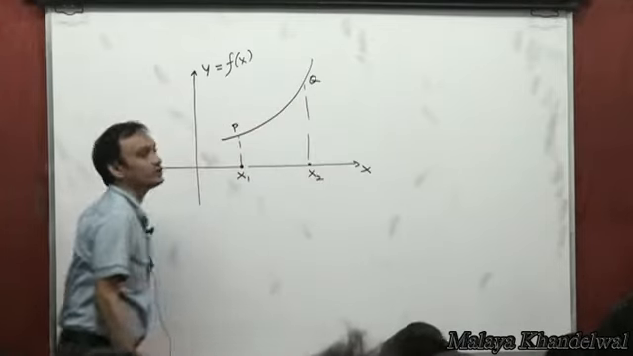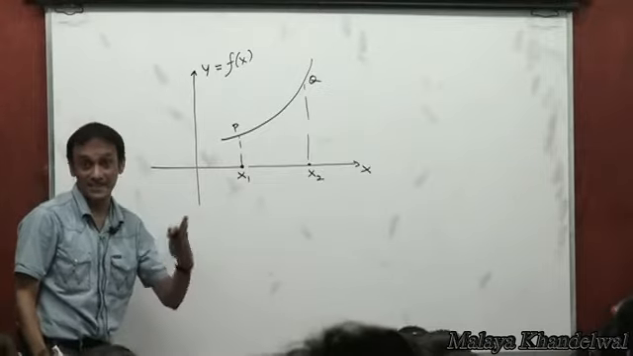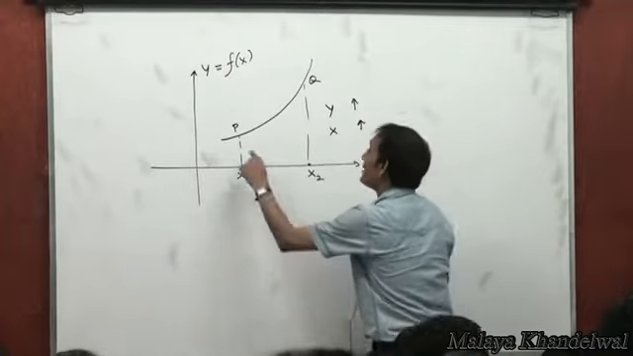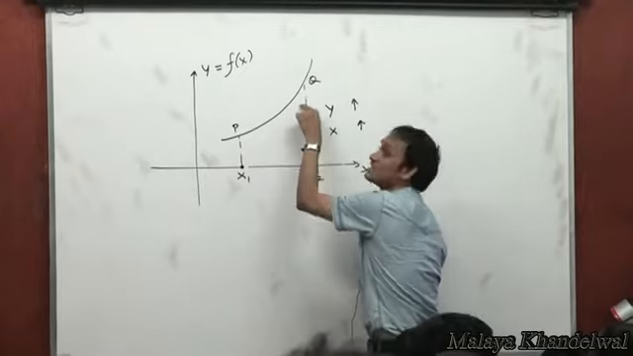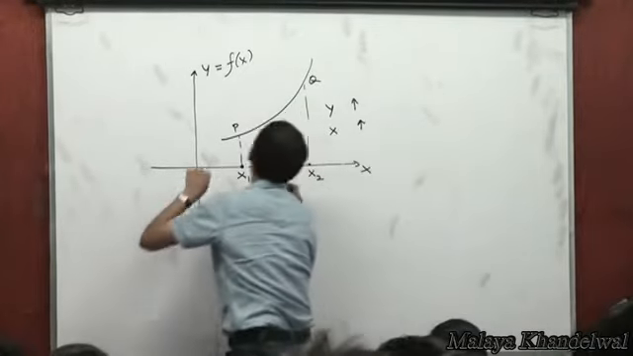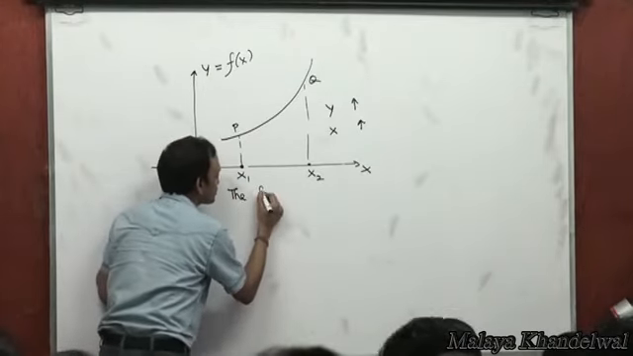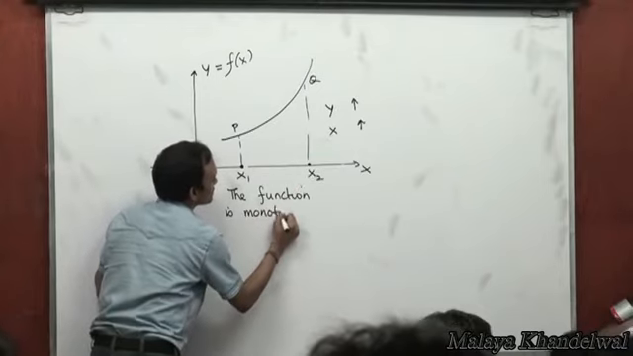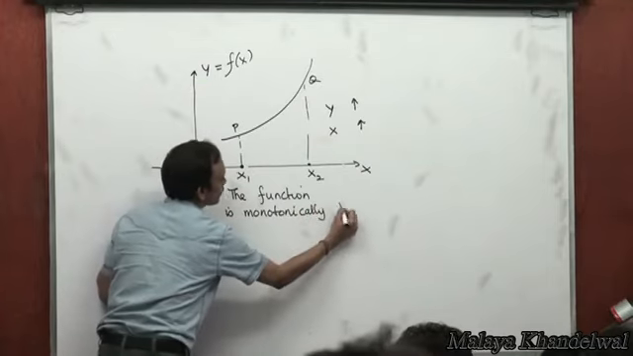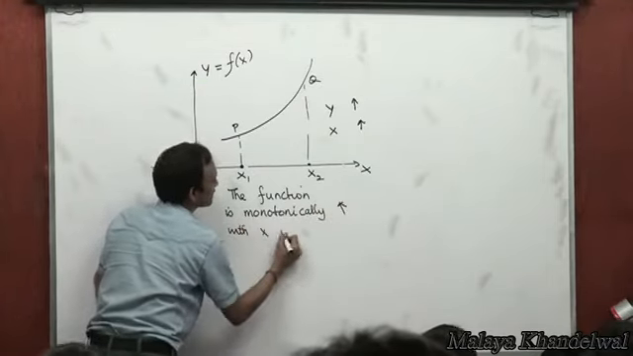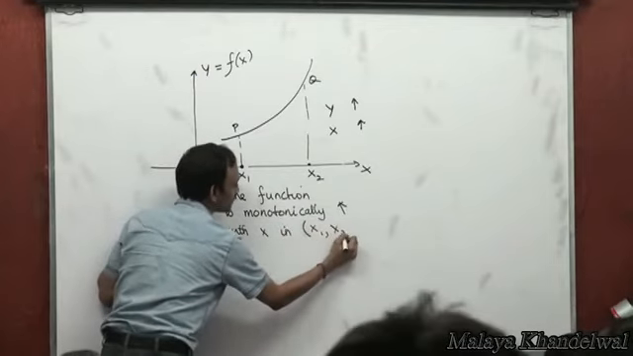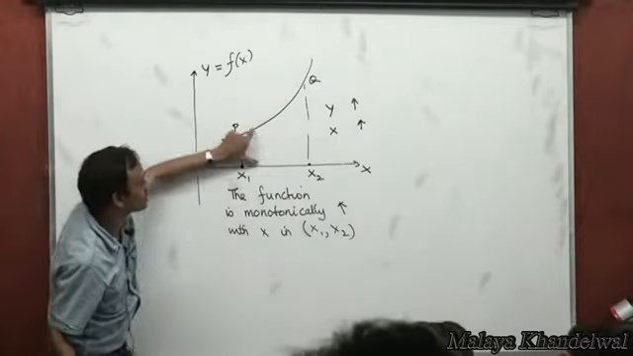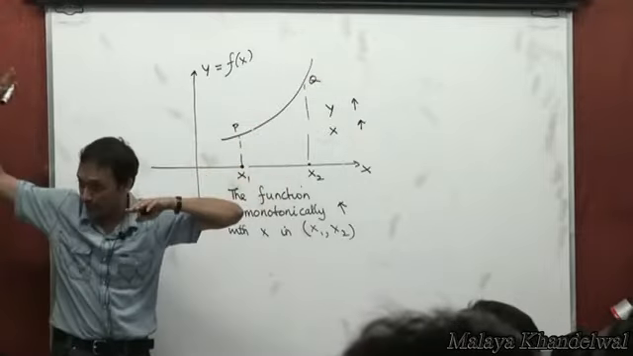So then, between P and Q, what's happening to y? Y is increasing as x is increasing. Do you realize that y is increasing as x is increasing? So we then say that y is monotonically increasing with x. So we say that the function is monotonically increasing with x in x1 to x2. In the interval x1 to x2, the function is monotonically growing. Function is growing means the value of y is growing with x. All right.